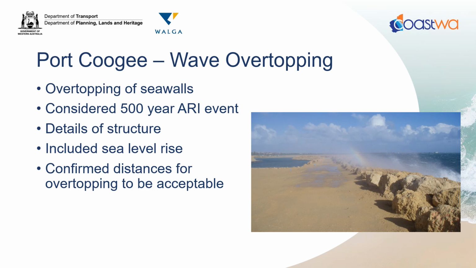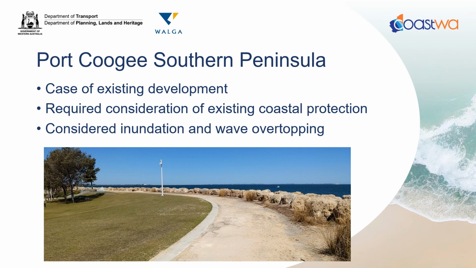So the wave overtopping was assessed for the 500-year RI event again. This required details of the structure to be known, including elevations and type of seawall. An allowance was included for sea level rise, and calculations on acceptable levels of wave overtopping were completed. This confirmed the distances behind the seawalls that the assets needed to be located to be safe or to have tolerable levels of overtopping being experienced.